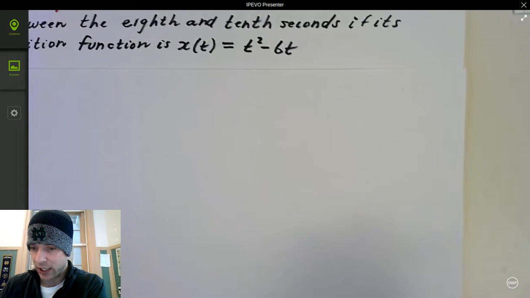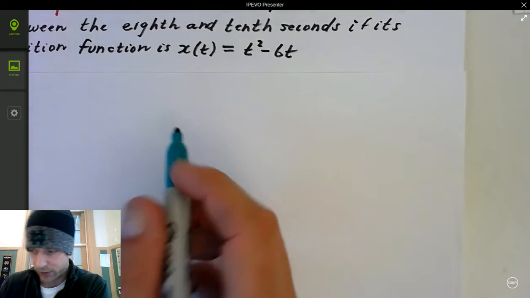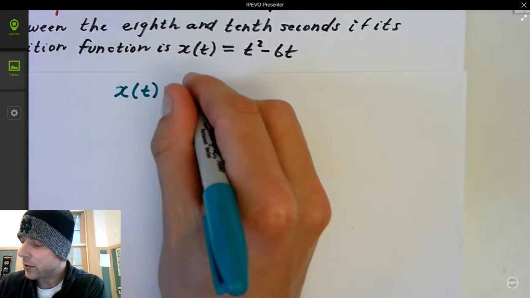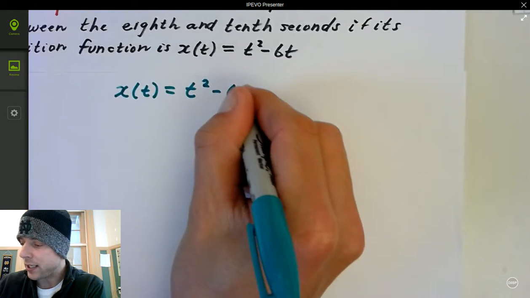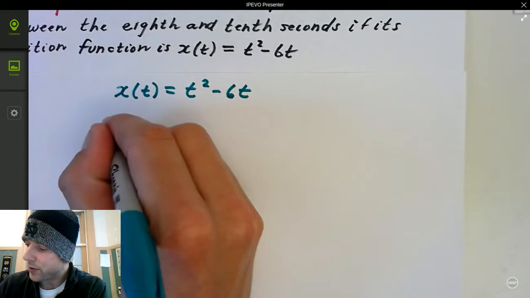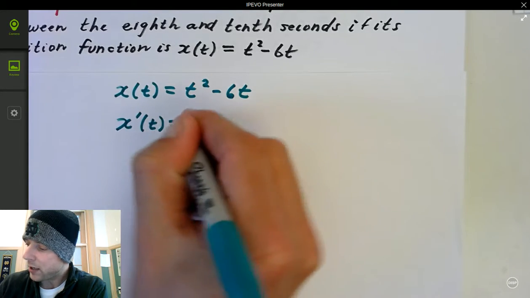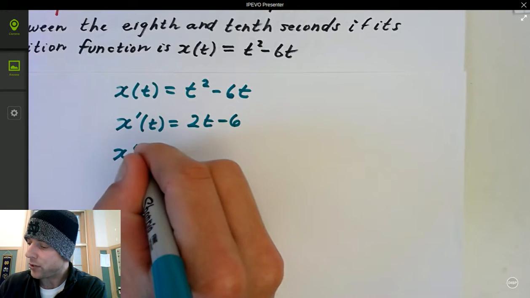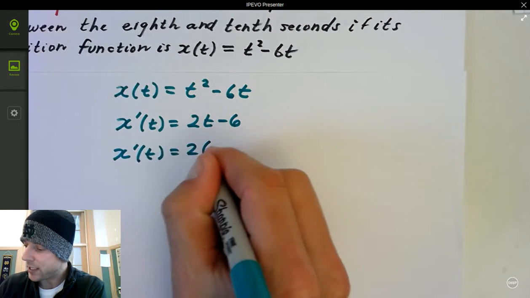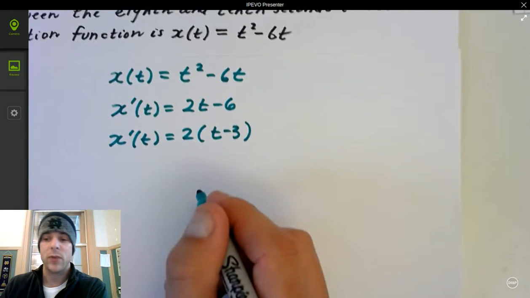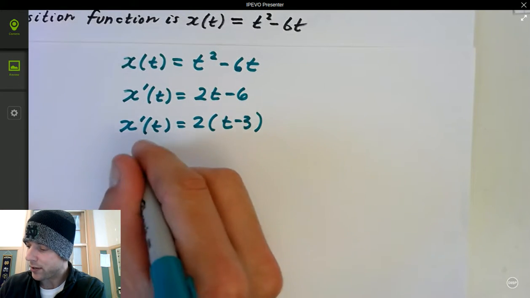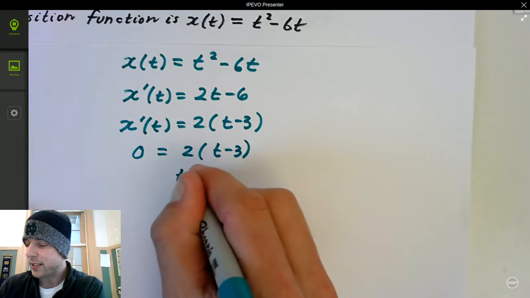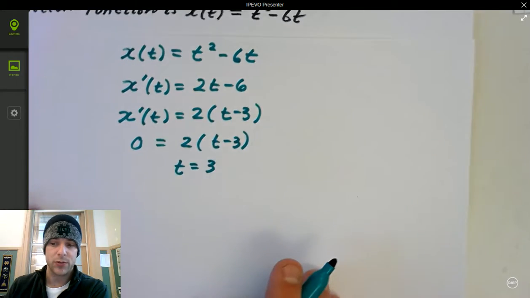So we're actually going to look at the first derivative. We're going to see where this particle comes to rest. So x of t is equal to t squared minus 6t. It means the derivative is x prime of t equals 2t minus 6, or we can factor out that 2 and we get 2 times t minus 3. Now, when does this particle rest? Because we got to know that. So 0 equals 2 times t minus 3. So our particle's at rest, or could be at rest, when t equals 3.